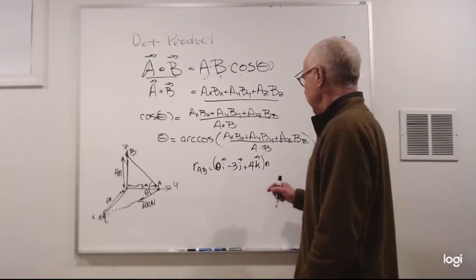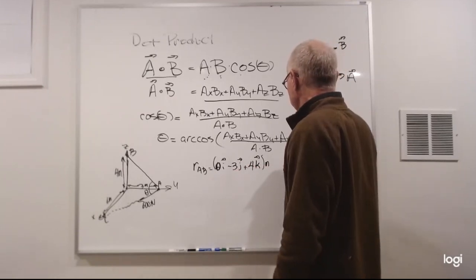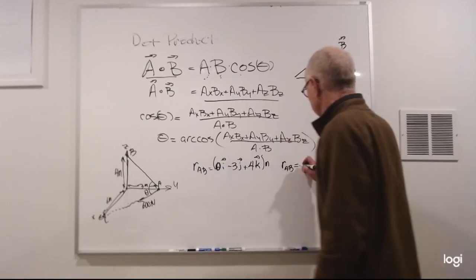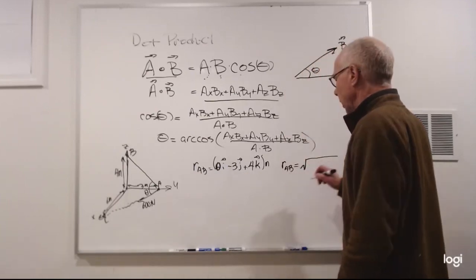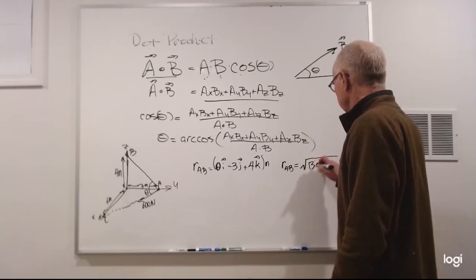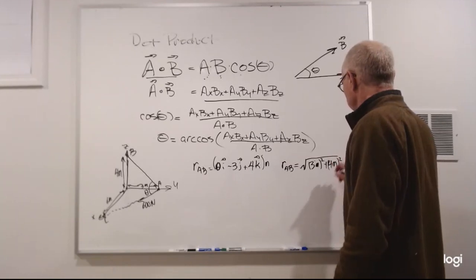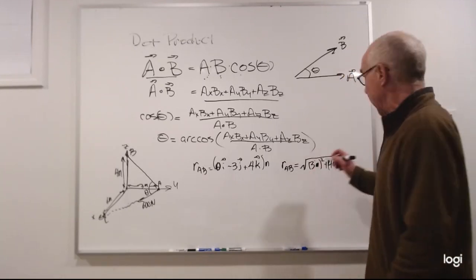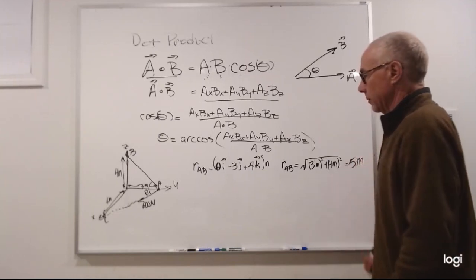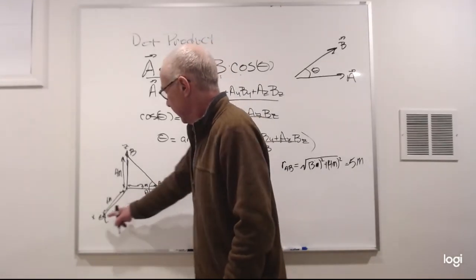Can we find the magnitude of RAB? Oh yeah, this one's going to be easy. The magnitude of RAB equals the square root of 3 meters squared plus 4 meters squared, which is 9 plus 16, 25. So this equals 5 meters. Great, that was easy.